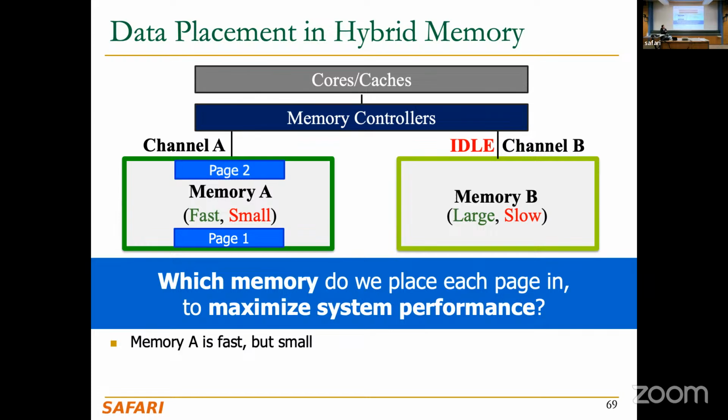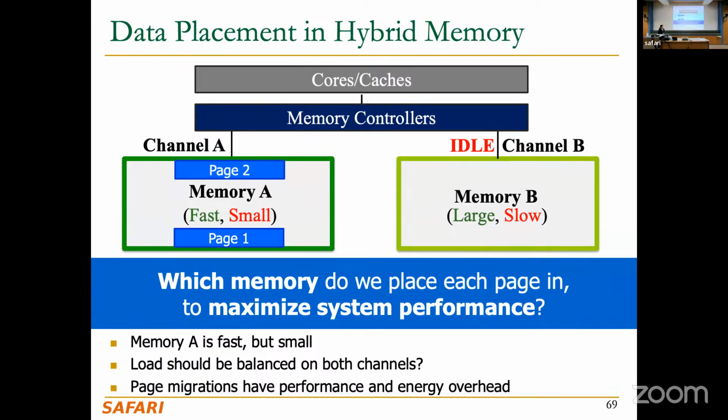However, at the same time, even though memory B is slower compared to memory A, memory B is idle here. So at some point, when memory A is overwhelmed, we need to consider how to make a trade-off between the accesses to the fast memory and the slow memory. So the load should be balanced on both channels. Consider the bandwidth, so the different bandwidths of the different memory units. And page migrations have performance and energy overhead. We need to consider that when we think about page migrations between these two different memories.